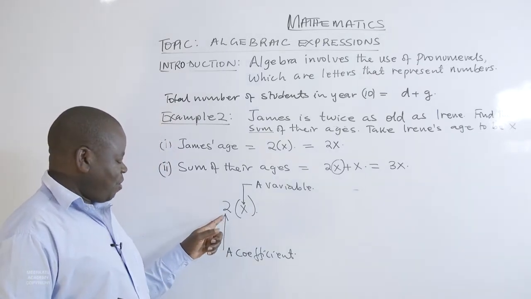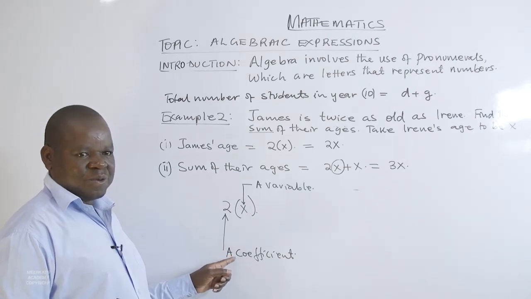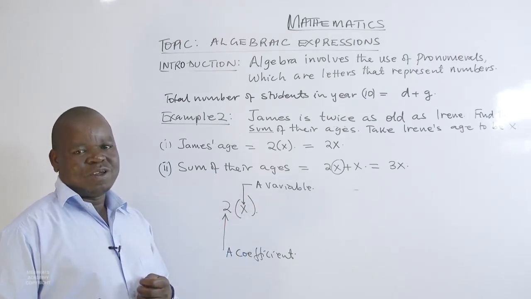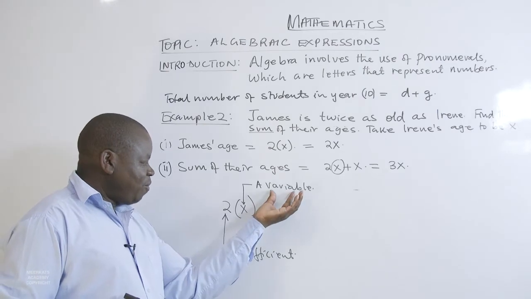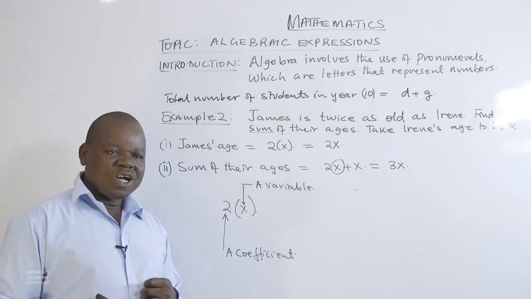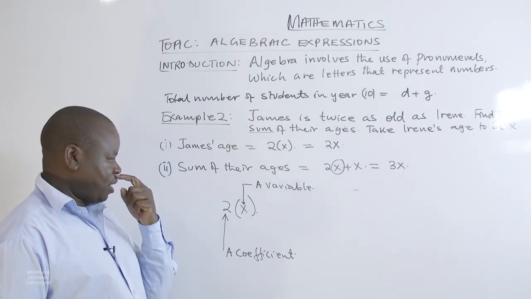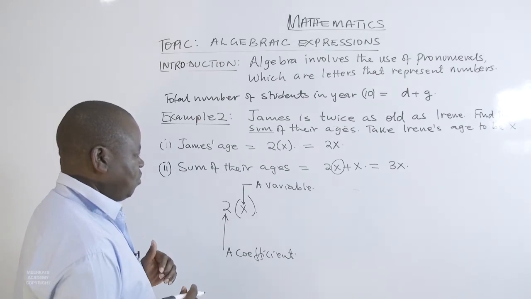So the number multiplier is known as a coefficient, but the pronumeral that we are using is known as a variable. I am going to explain what this one means. Why is it called a variable? Why is a pronumeral called a variable in algebra?